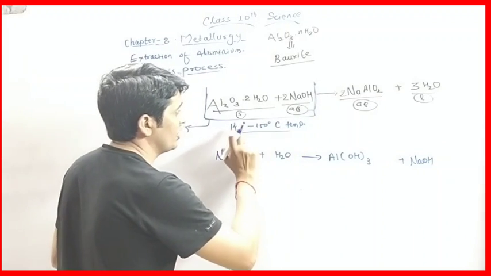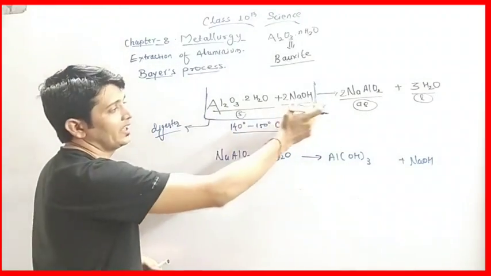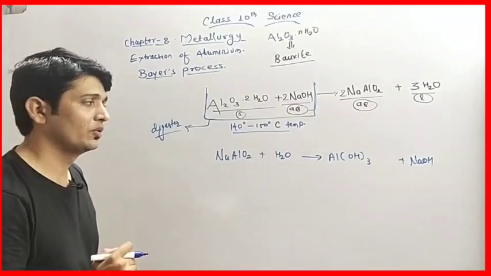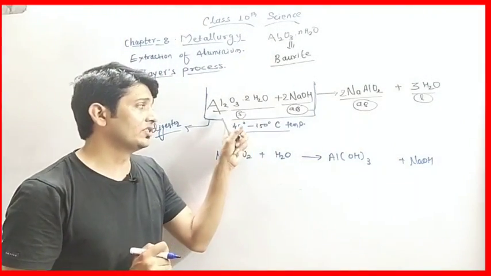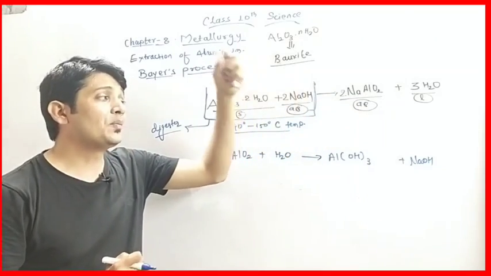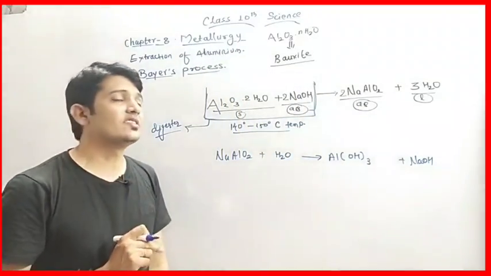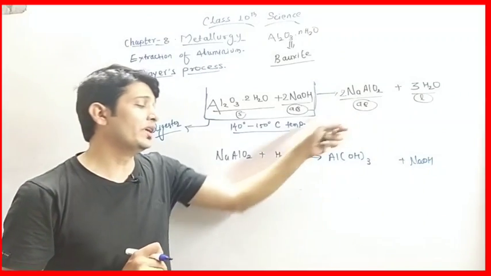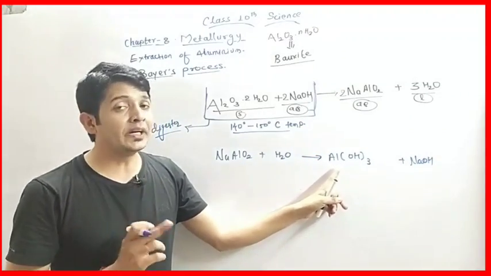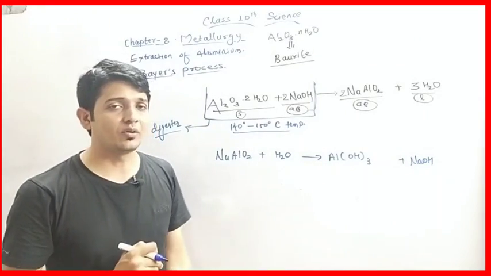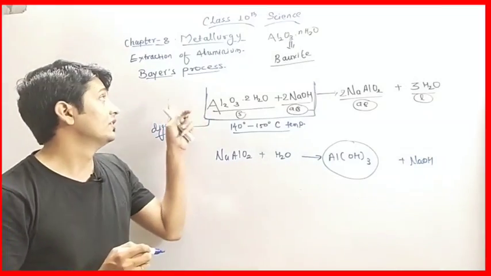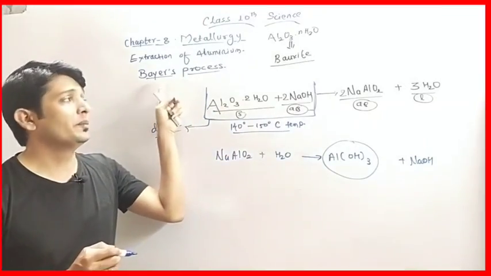At this temperature, sodium meta-aluminate is formed when bauxite is dissolved in sodium hydroxide. Okay. After this process is completed and alumina is formed, the temperature is reduced to 50 degrees Celsius. Then the sodium meta-aluminate is again treated with water to form the precipitate, that is PPT, of aluminum hydroxide. Okay, so this is the product which is formed after this process, that means in Bayer's process.